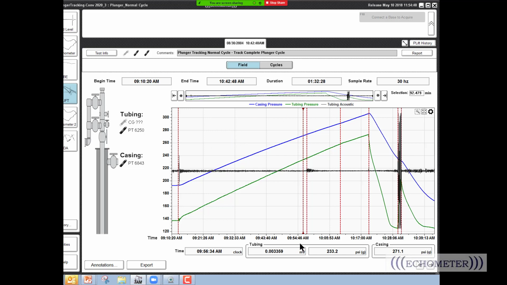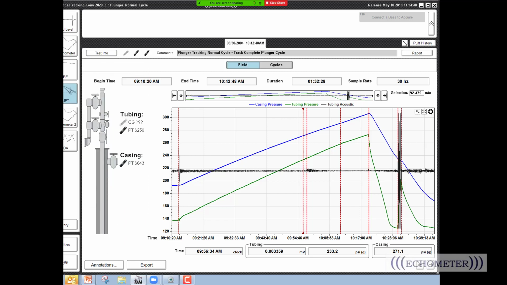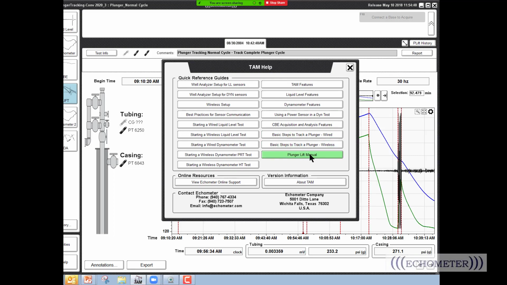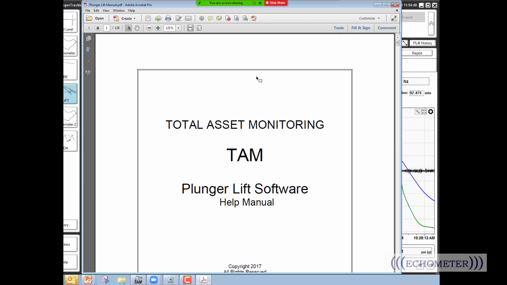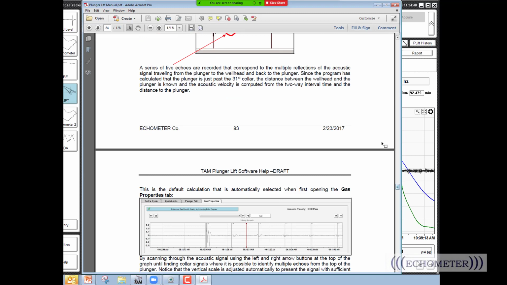So this is the well that the manual is based on. If you go into help, you click on help, then the help appears on your screen, and it shows us that there's a plunger lift manual help. If I click on the plunger lift manual help, this manual is 128 pages. I thought it was more than that, but 128 pages, and around page 50 is where we go through step by step on how to analyze this data.